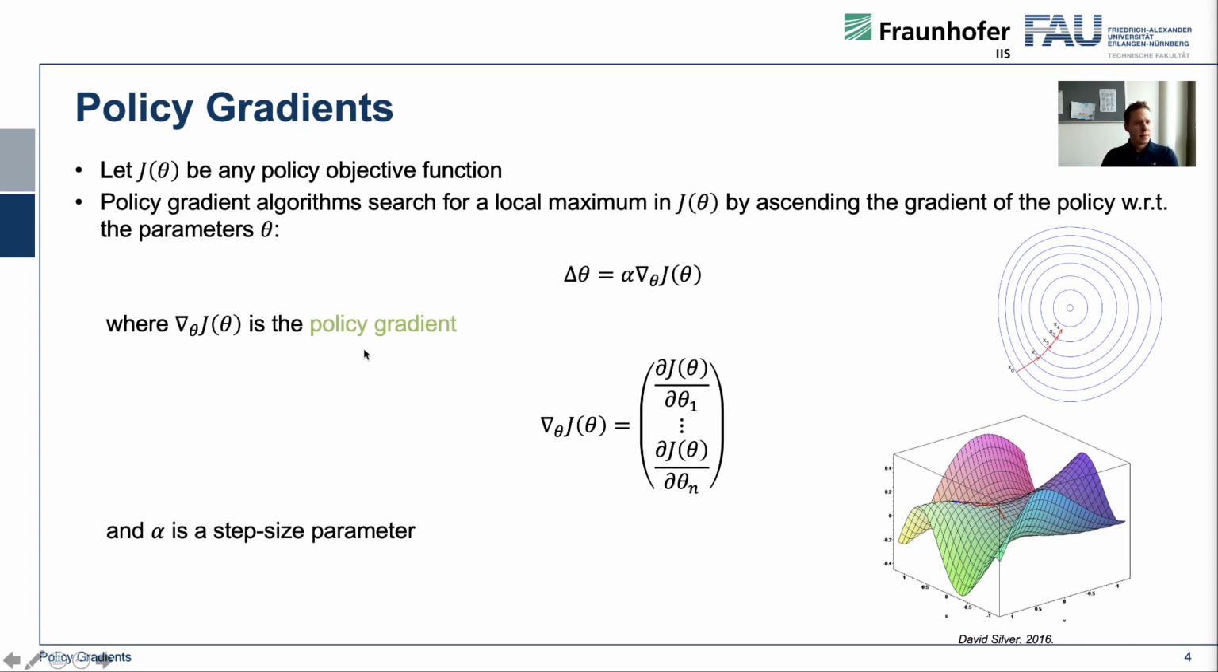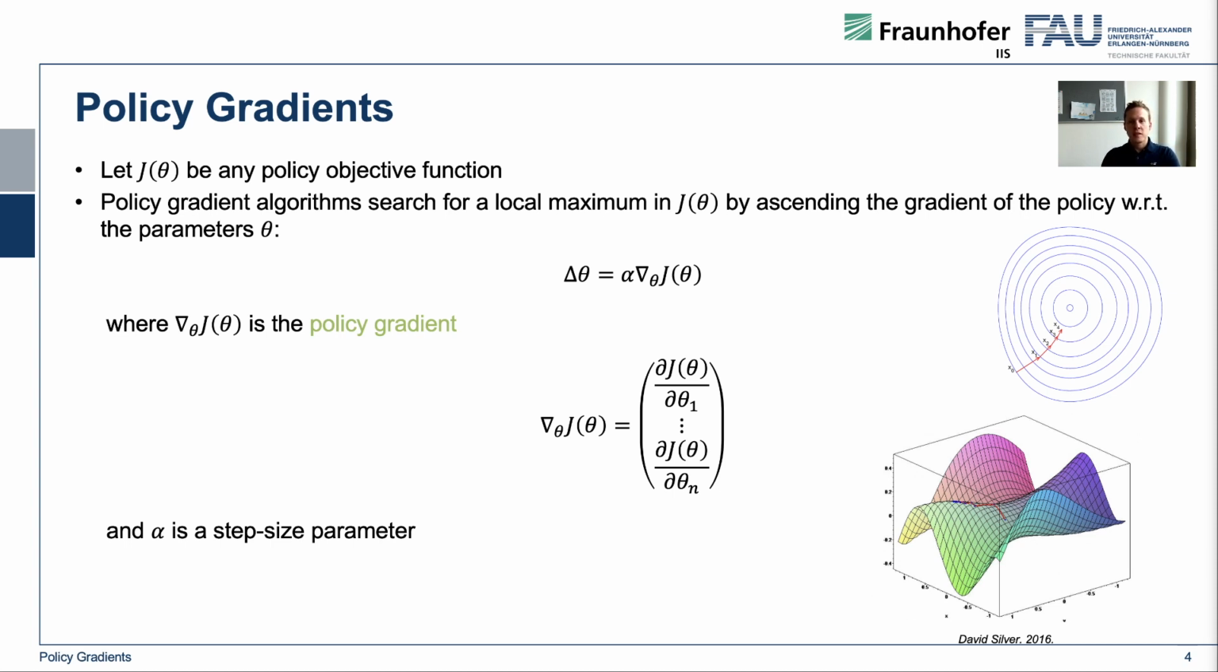Okay, and in this sense, if we want to do this, this is the policy gradient, meaning that it is the vector, in this case, of partial derivatives of our objective function with respect to all the parameters. And alpha is some sort of small step size parameter. So this is actually what we will be doing using the policy gradient.